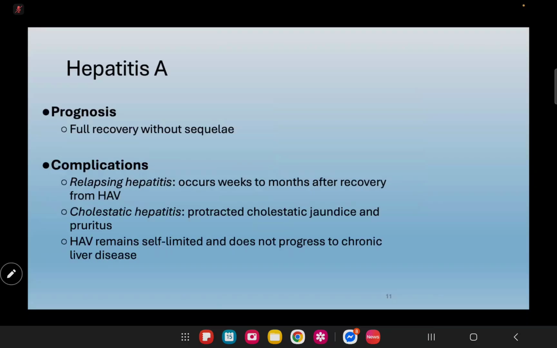So, prognosis for hepatitis A. There are two notable complications. Number one is relapsing hepatitis, occurring weeks to months after apparent recovery. And next is cholestatic hepatitis, which is characterized by prolonged jaundice and pruritus. However, these complications are both self-limited, and hepatitis A virus does not progress to chronic liver disease. Take note of this, it does not progress to chronic liver disease.